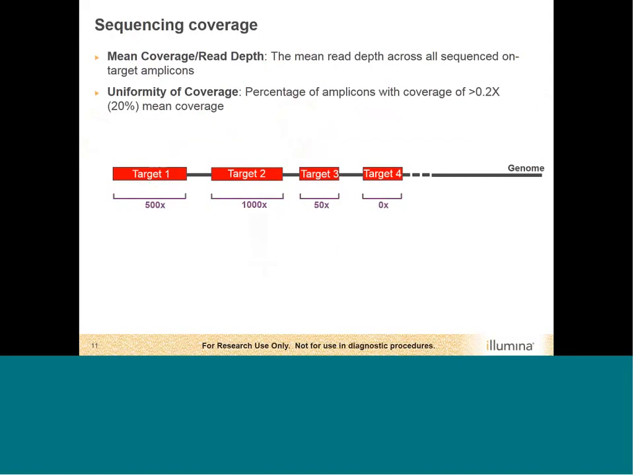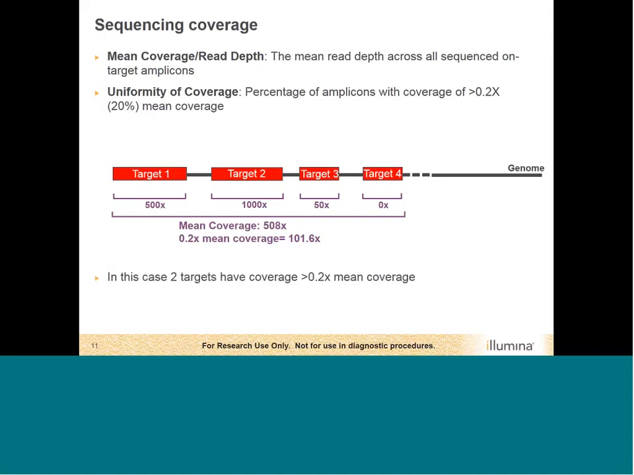Another term that comes up very frequently is the uniformity of coverage. This is another concept that we use to evaluate our data, and that is the percentage of amplicons that have a coverage of greater than 0.2 times or 20% of the mean coverage. So in this example, with our mean coverage being 508x, if we do the math, 0.2 times the mean coverage is 101.6, and then we have two targets that are above this value. So that would give us a uniformity value of 50%.